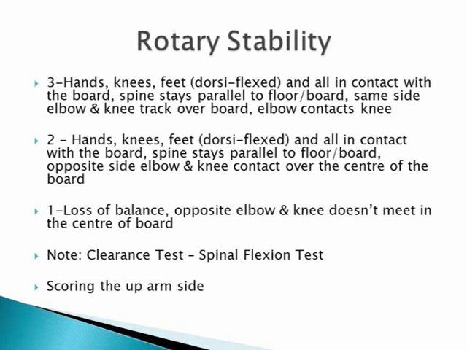Note once again there's a clearance test for the rotary stability, just like the trunk stability push-up screen and the shoulder mobility screen, and the clearance test for rotary stability is the spinal flexion test. Again, looking for any pain anywhere in the body. On rotary stability you're scoring the upper arm, but once again, like I said, you're scoring a whole pattern.